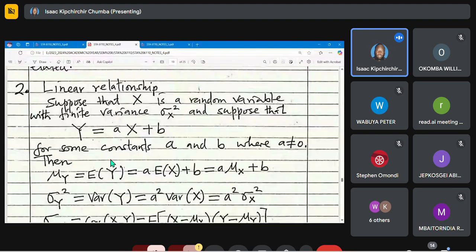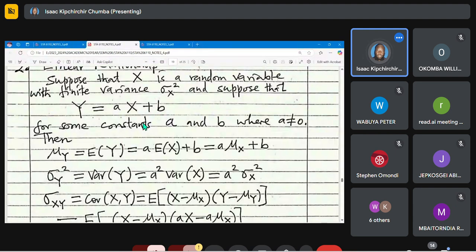Linear relationship. When we were studying variance, we talked about the variance of a linear function. And we saw that variance is translation invariant, but changes with scale. Let's see what happens here. Suppose that X is a random variable with finite variance sigma X squared, and suppose that Y equals aX plus b. So we have defined Y as a linear function of X. A and b are constants here, and in particular, a is not 0.